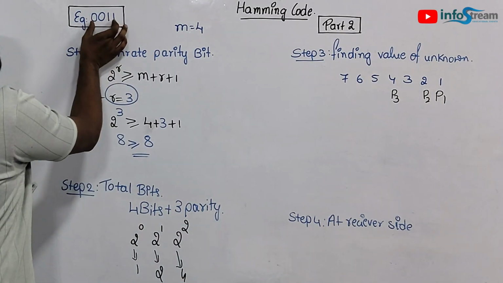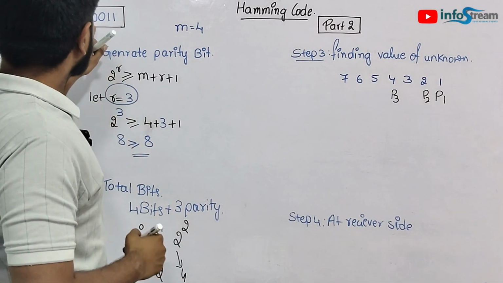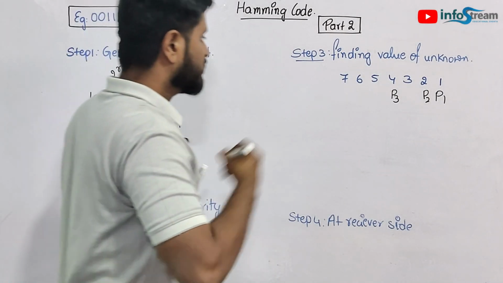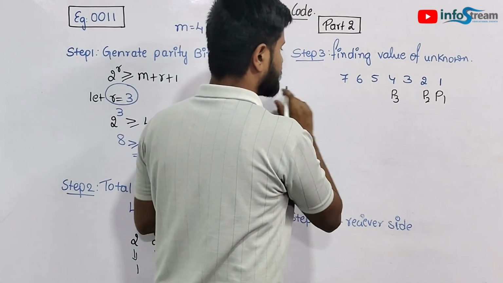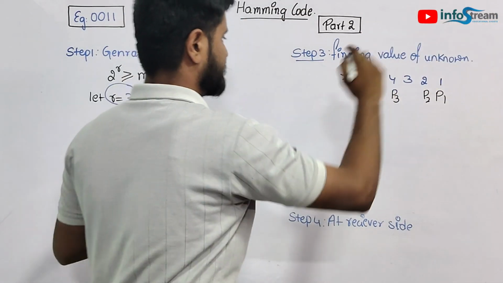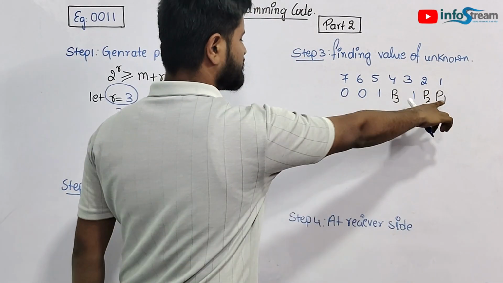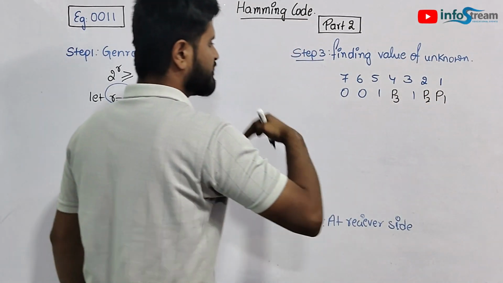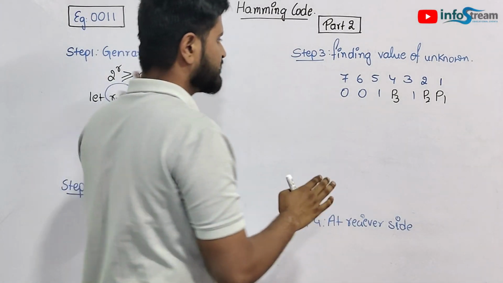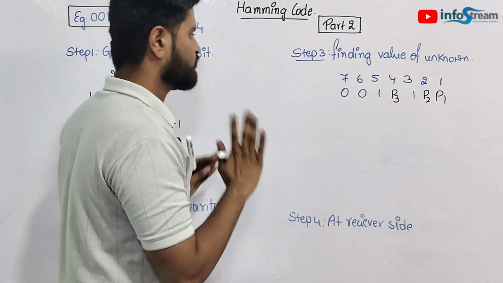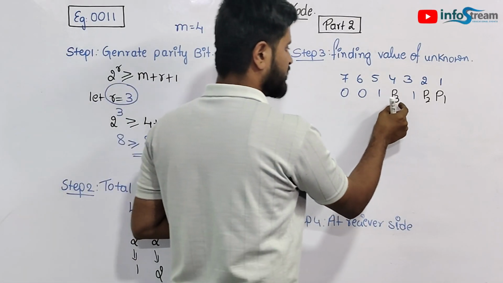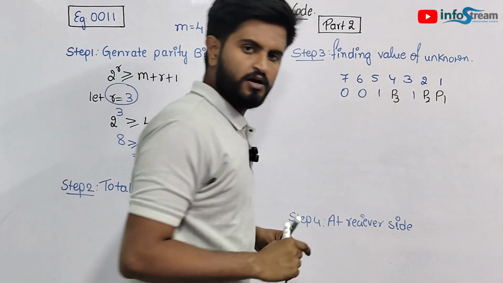Now we know the other 4 bits. What are the other 4 bits? 0, 0, 1, 1. While writing 0, 0, 1, 1, write from left hand side towards right hand side, like this. So the parity bits are written from right side to left side, while the normal bits are written from left side to right side.